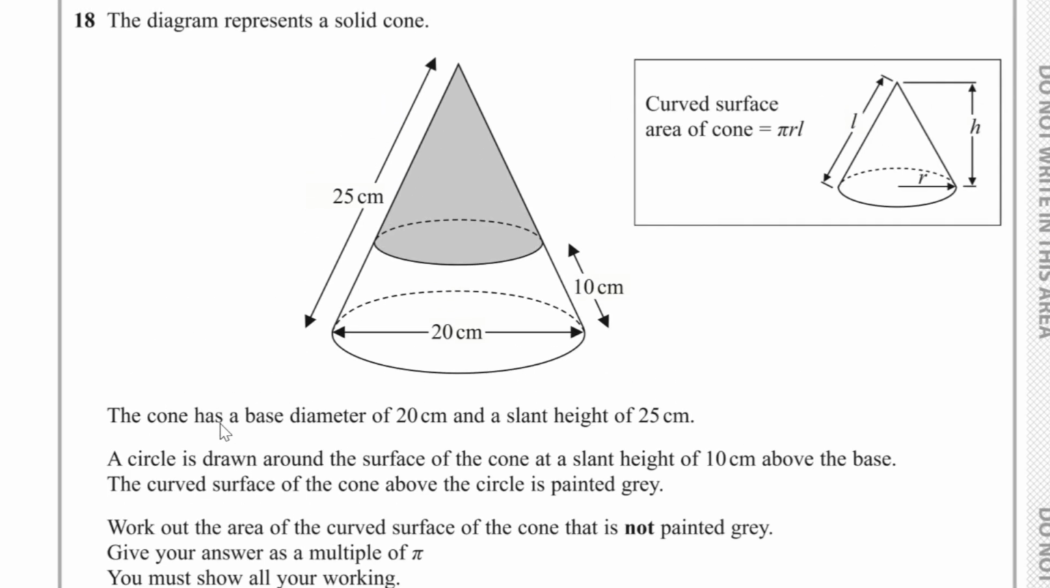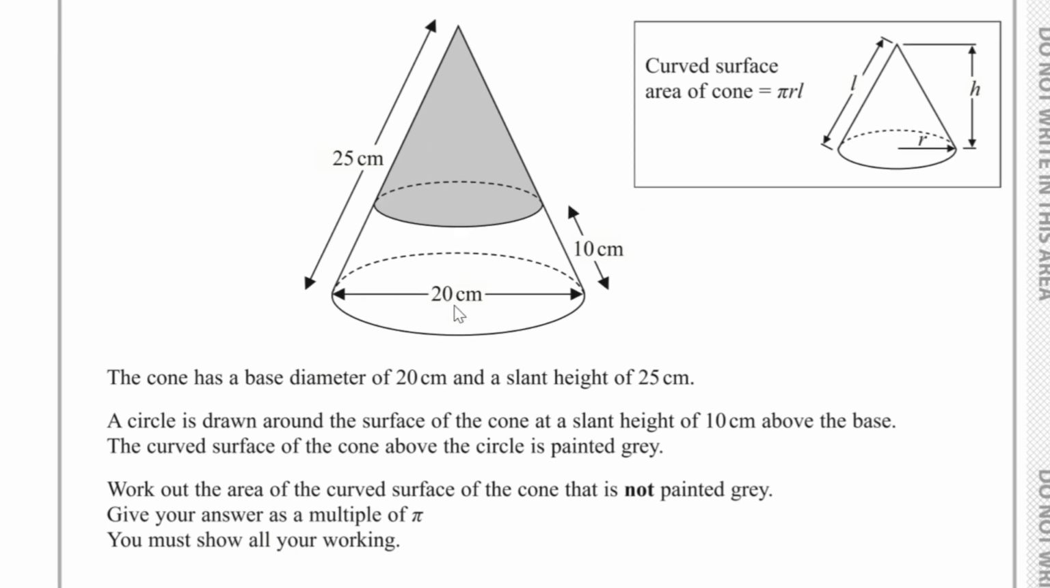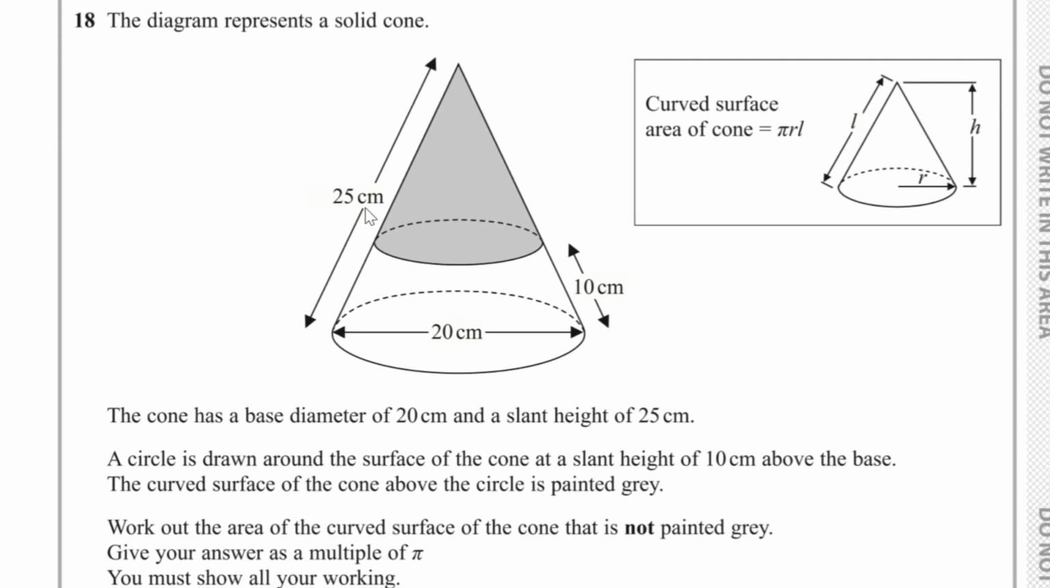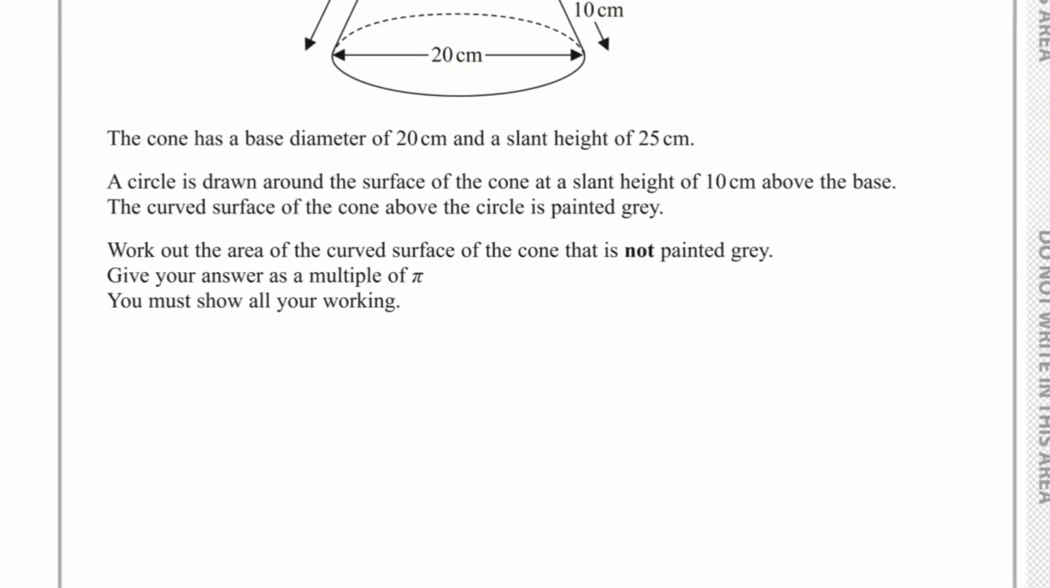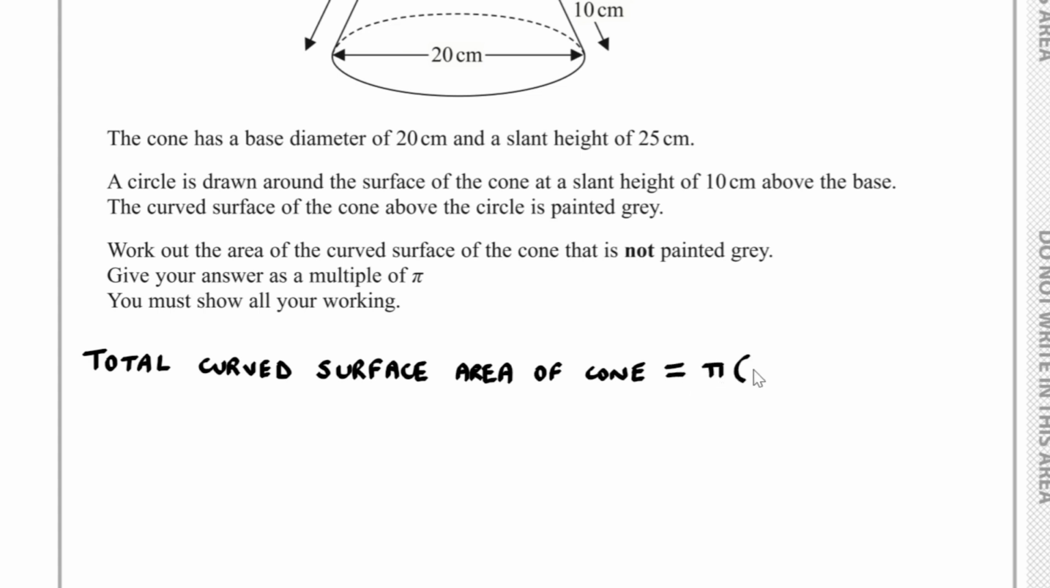Well, the first thing we will do is find out the curved surface area of the cone. We've got l, which is 25, the radius is half of the 20, which is 10, and pi is just a constant. The total curved surface area of the cone then will equal pi multiplied by 10 multiplied by 25. So here we get 250 pi.